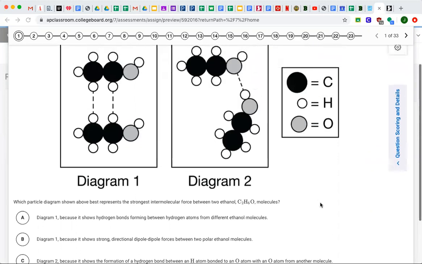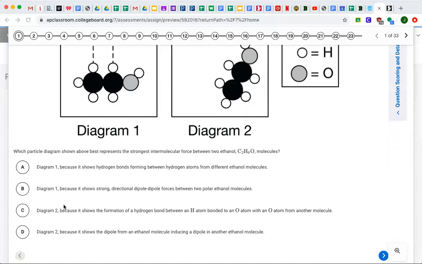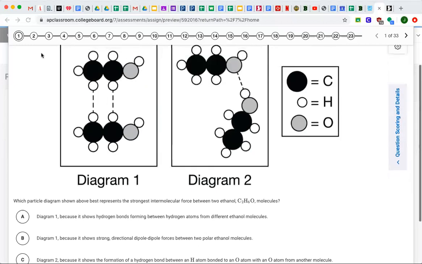Okay, and so here you can see you've got your O here, you've got your H here, right? So this is a hydrogen bond, whereas this is two H's interacting with each other. So this is a van der Waals interaction. So what's going to be stronger here, the hydrogen bond or the two van der Waals interactions? Yeah, the hydrogen bond is going to be stronger here. So diagram two, because there's a hydrogen bond. Yeah, answer C.